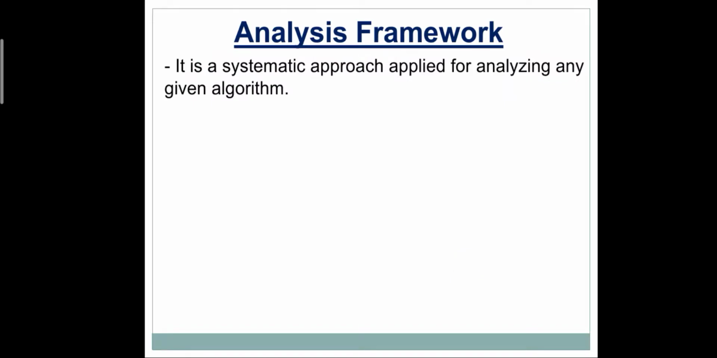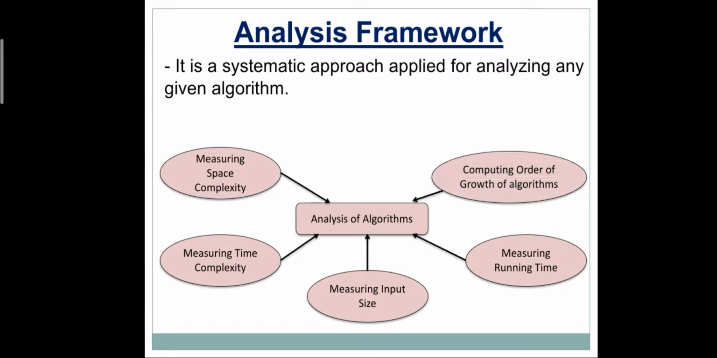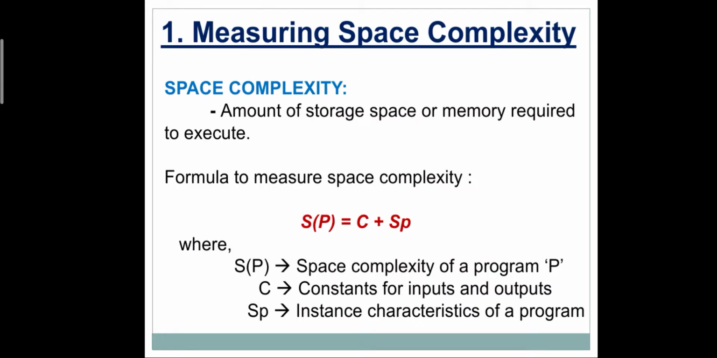It is also known as analysis framework, which is a systematic approach applied for analyzing any given algorithm. The algorithm can be analyzed by using 6 factors such as measuring the space and time complexity, measuring the input size, measuring the running time, computing the order of growth, and finally by computing the best, worst and average case efficiencies. Let me explain these factors individually in the following slides.